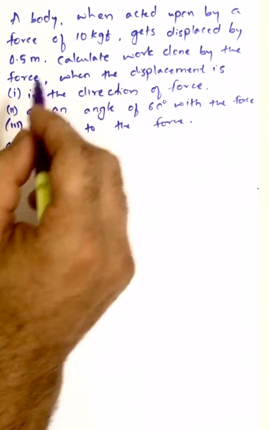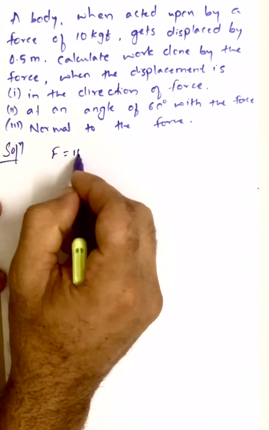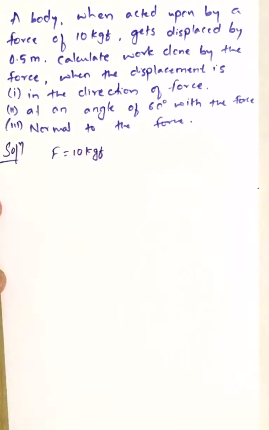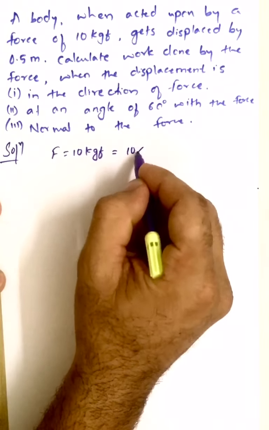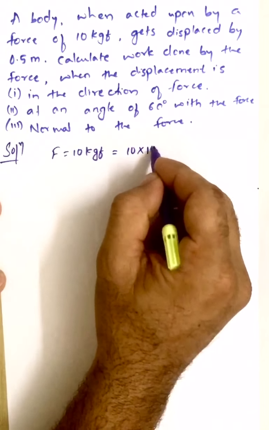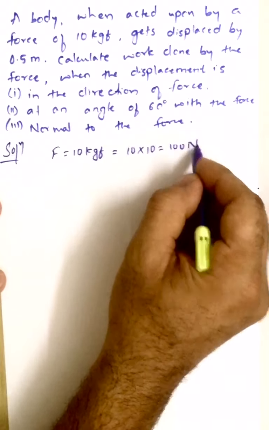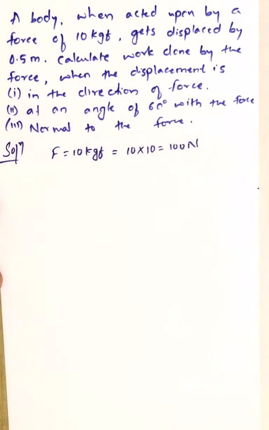What are the given things here? Acted upon by a force 10 kgf. So force is equal to 10 kgf. Now we have to convert this in Newton. So it is 10 into acceleration due to gravity, which is 10. So it is 100 Newton. Compulsorily it should be in Newton when they are asked, as you have to calculate everything in SI unit.